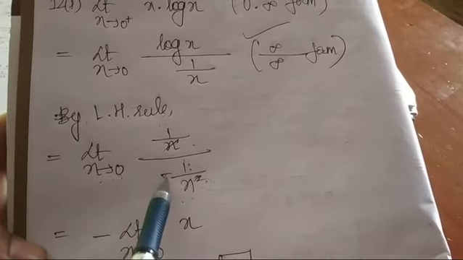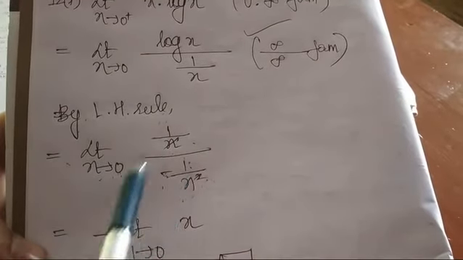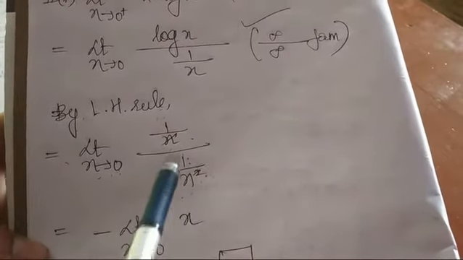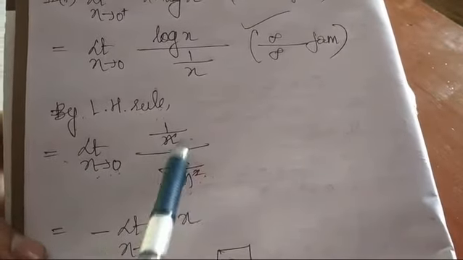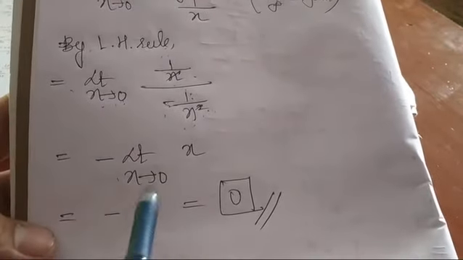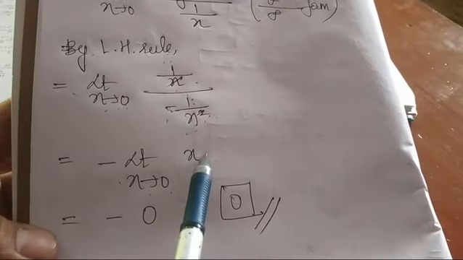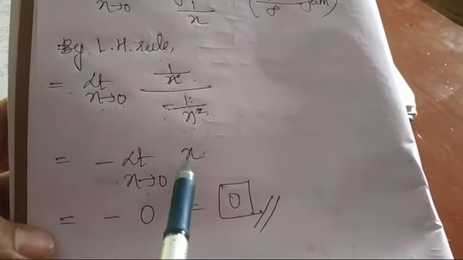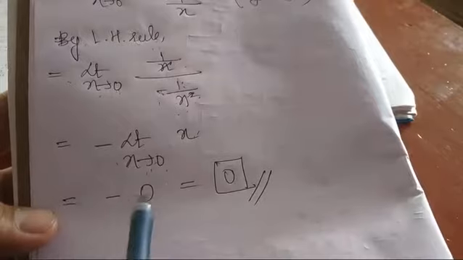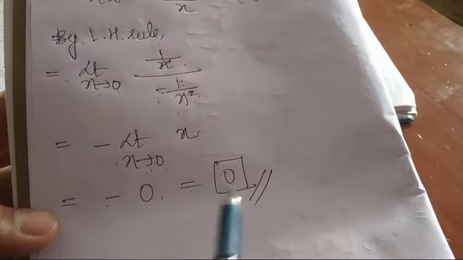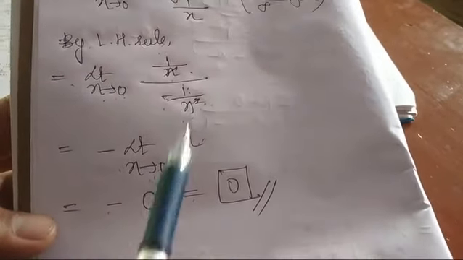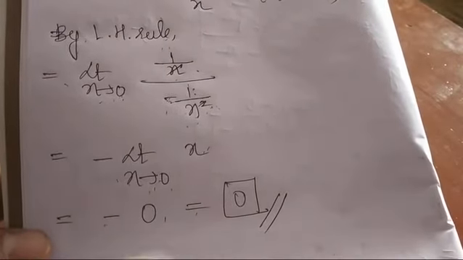This minus is a constant which comes outside of the limit. x and square get cancelled out. Therefore I'll be left with 1 by x. If you take the reciprocal, it will be minus limit x tending to 0 of x. And when you put the value x equals 0, it is minus 0, and minus 0 is always 0. So hence, in this way, we'll tackle this problem of the form 0 into infinity.